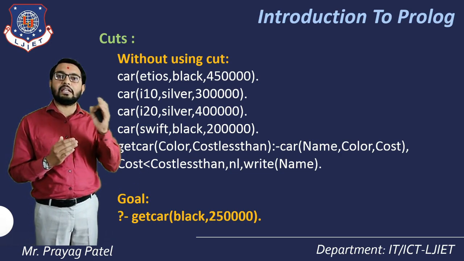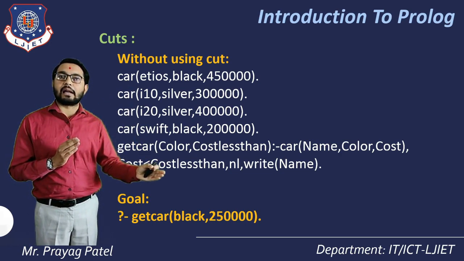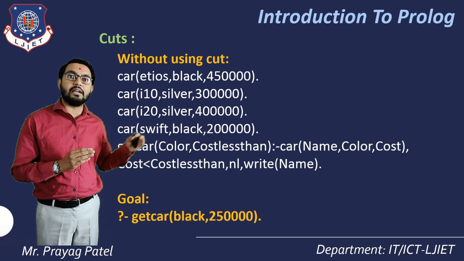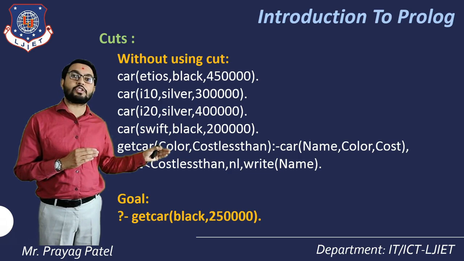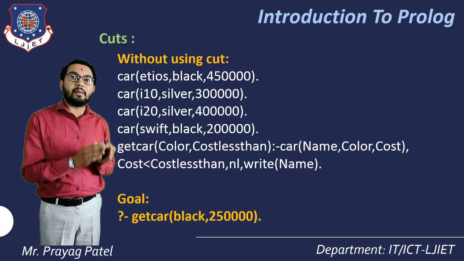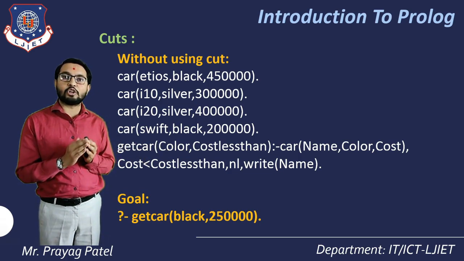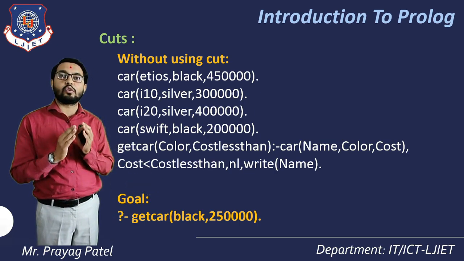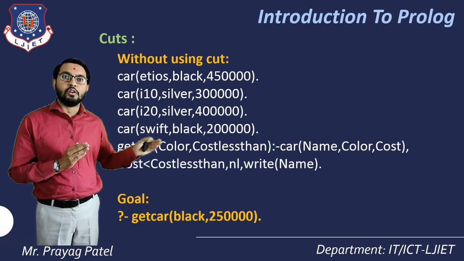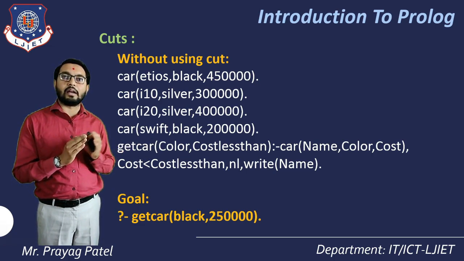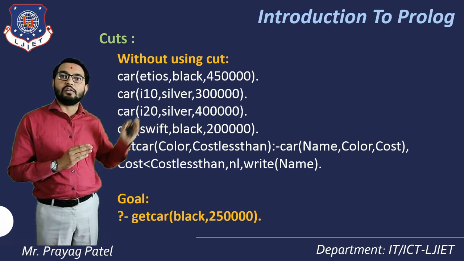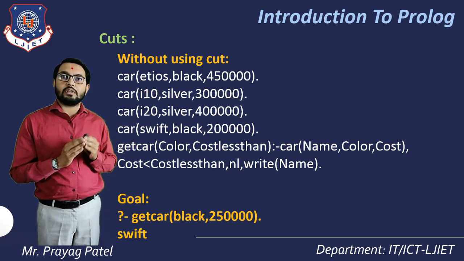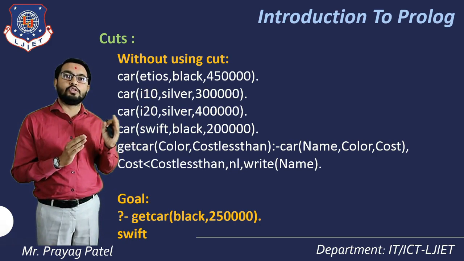For that, first we check the first statement, get car. Here get car equals color, cost less than. Then in this particular statement, the right portion is car name, color, cost. So the name is not available, but color and cost are available. So color equals black and cost equals 2,50,000. So find the color as black and the cost as your particular cost. Here the first value is Etios black and the cost is 450,000.